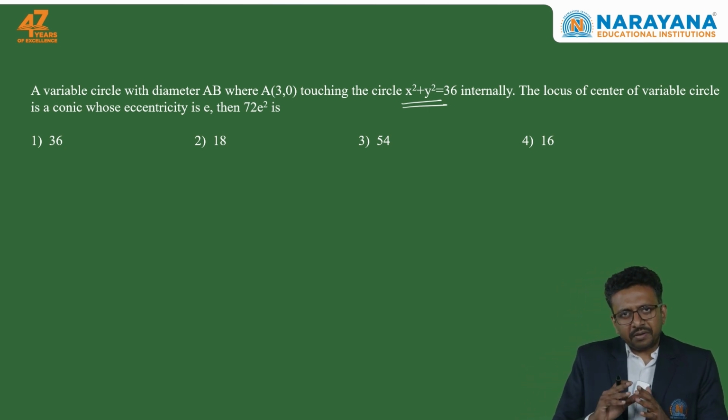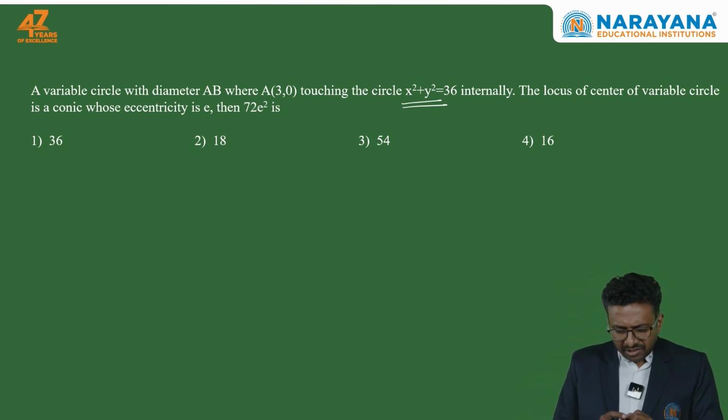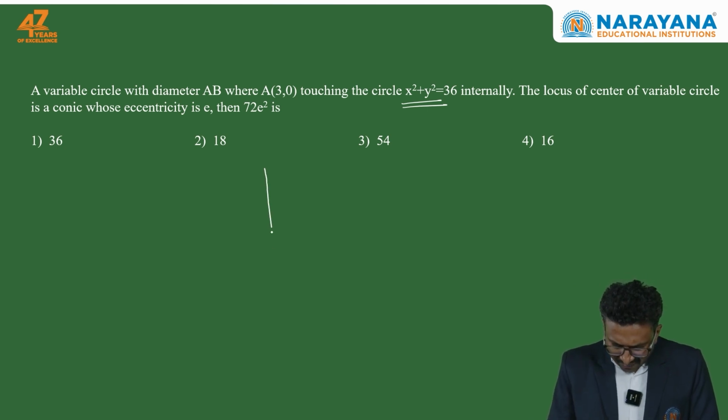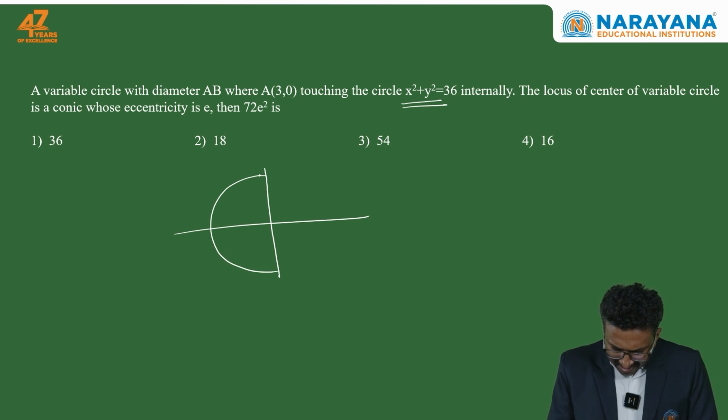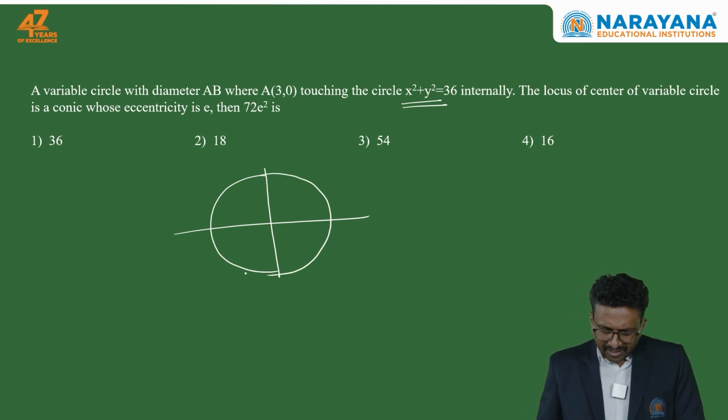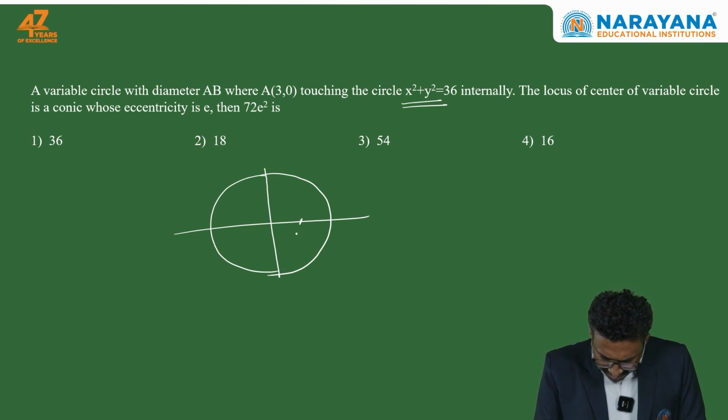So clearly it's a coordinate geometry question. Let us try to understand this question using a diagram. So there is a circle of clearly radius 6 units, right? x² + y² = 36. Now there is a point (3, 0).